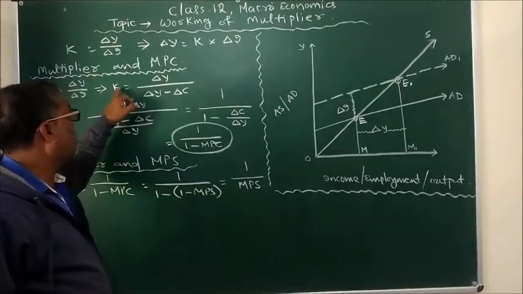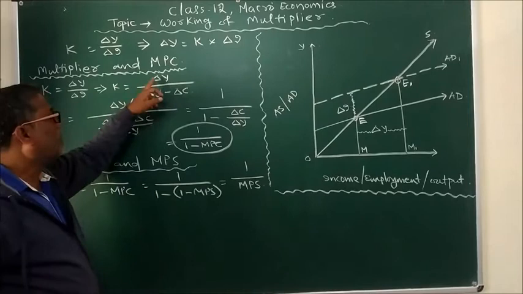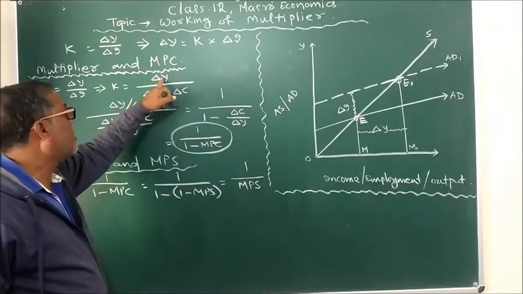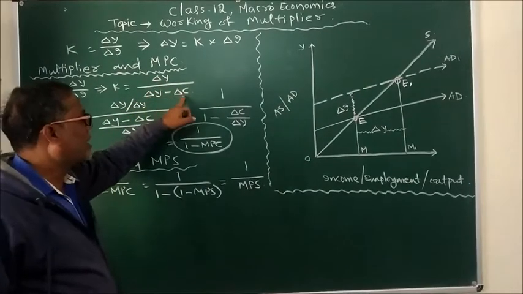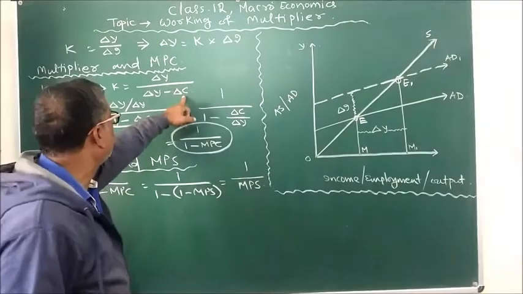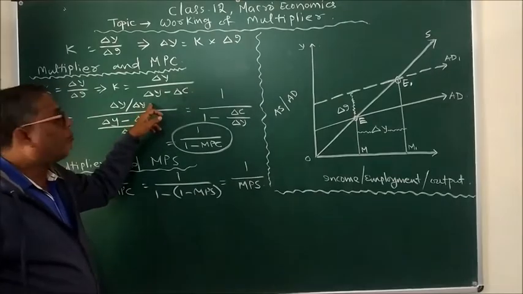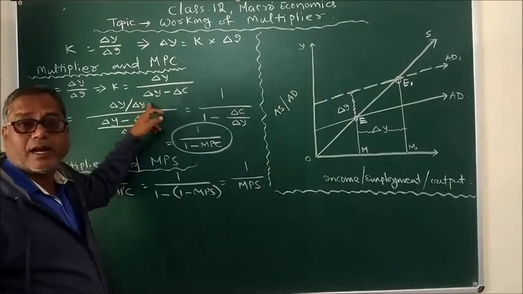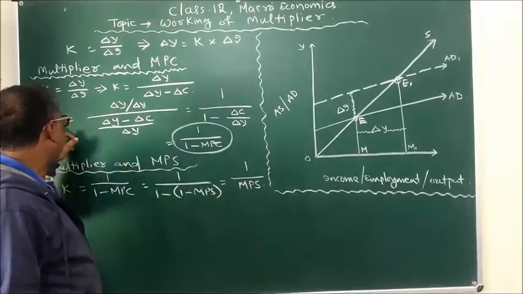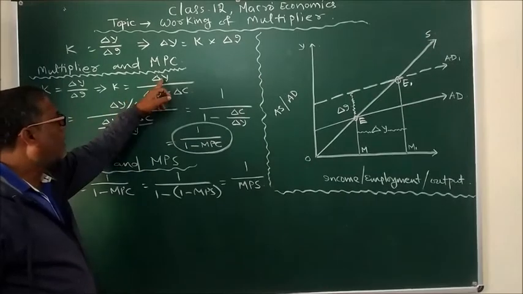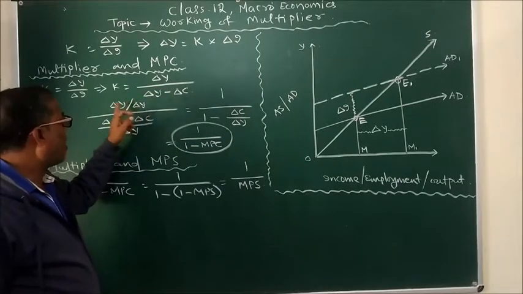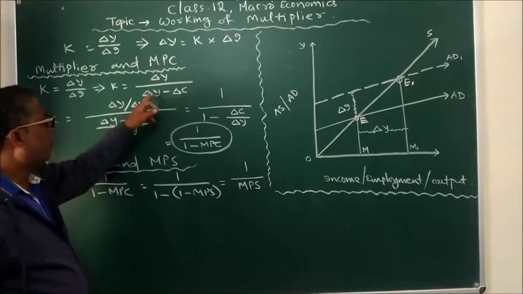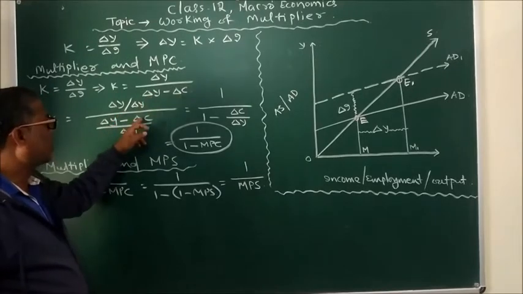So thus we got a new equation, K equal to del Y upon del Y minus del C. Now what we are going to do is divide both numerator and denominator of the equation by del Y. Hence we are getting K equal to del Y upon del Y, by del Y upon del Y minus del C upon del Y.